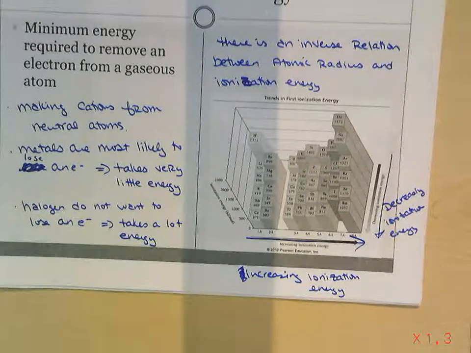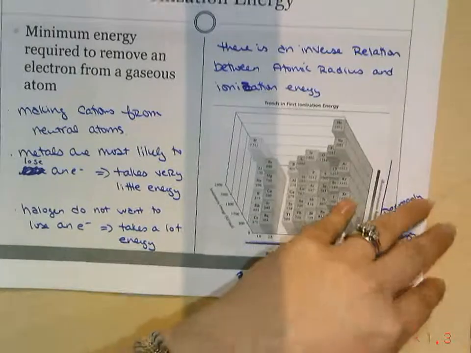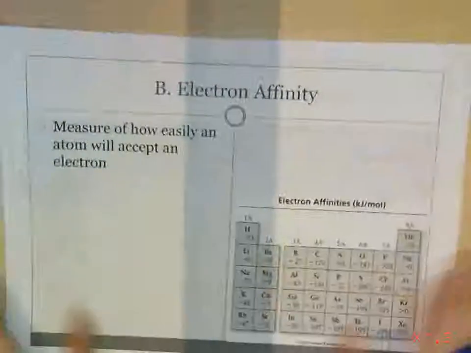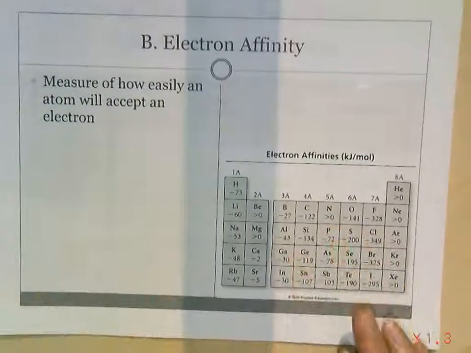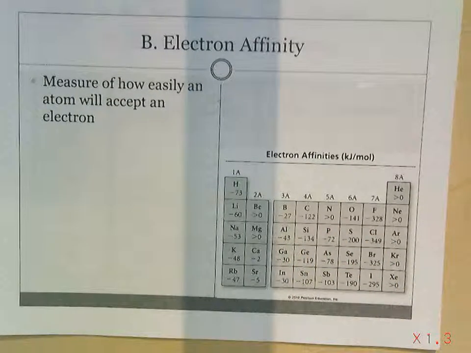Okay, so that's the likelihood of an atom losing an electron. What would be the opposite of that? The property of gaining an electron, which is electron affinity, which is how easily an atom will take on another electron.